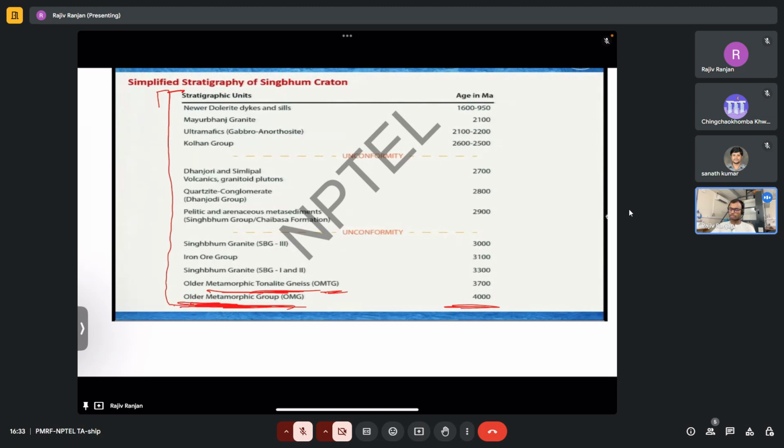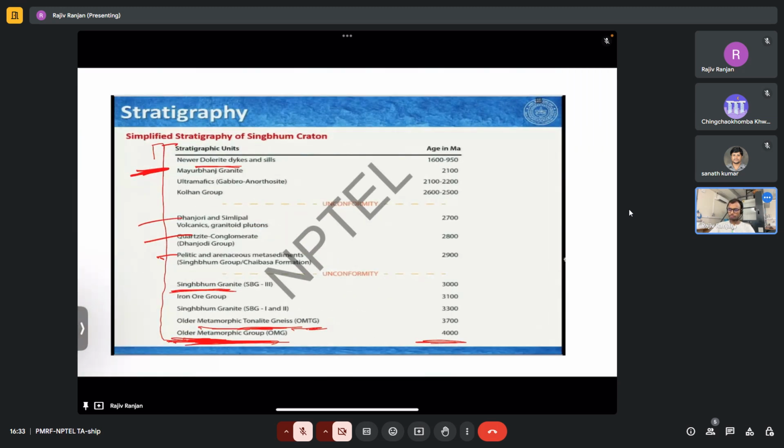So here we can see the oldest rocks, the oldest metamorphic groups, and then comes OMTG, then Singhbhum granite, then pelitic, arenites, and then quartzite, this Dhanjori, and then the very latest Mayurbhanj granite and very recent dikes. We saw in the fields that there are numerous dikes and sills, which are very recent.